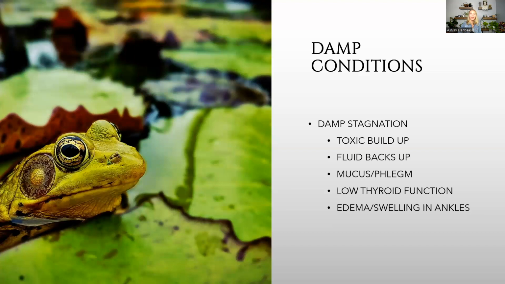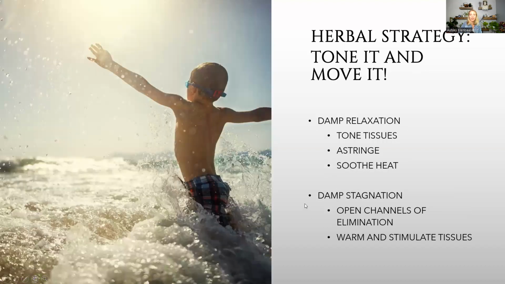Dampness can also show up in the nervous system and in the way that our metabolism works. So this can be like our whole system of our thyroid function and how our whole metabolic system runs. So that is something that you might want to consider as well. Now, what are our herbal strategies? What do we do for each of these? How do we take care of this? What do we do to make sure that this is being taken care of?